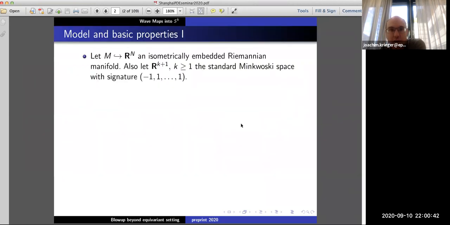Okay, so I will talk about wave maps, specifically critical wave maps. But let me quickly give the background and then dive into more technical things.